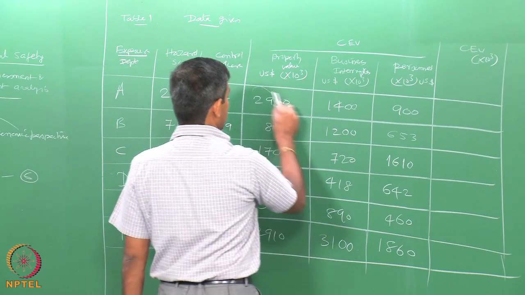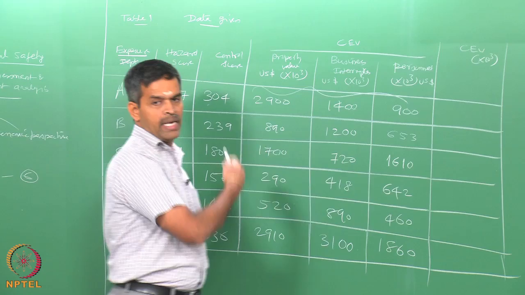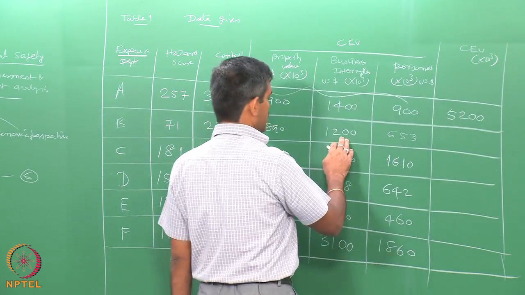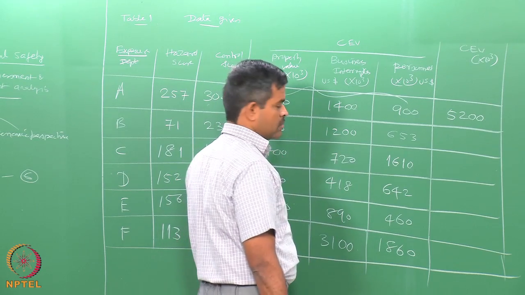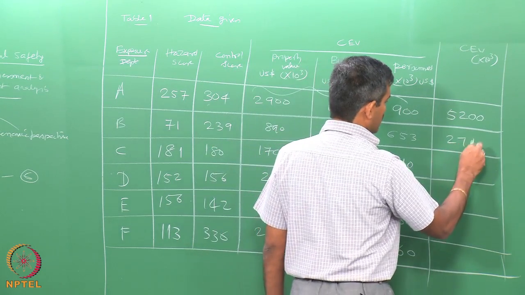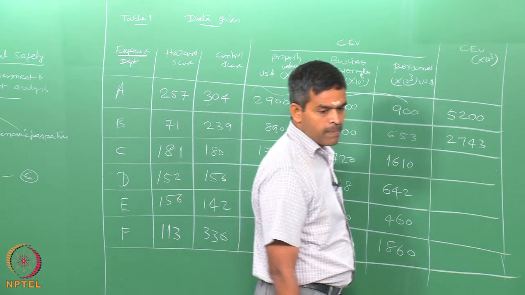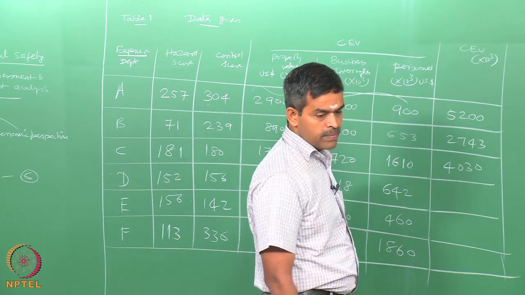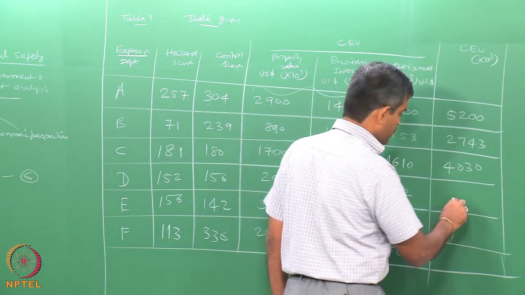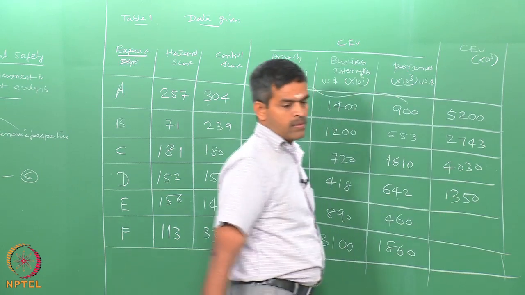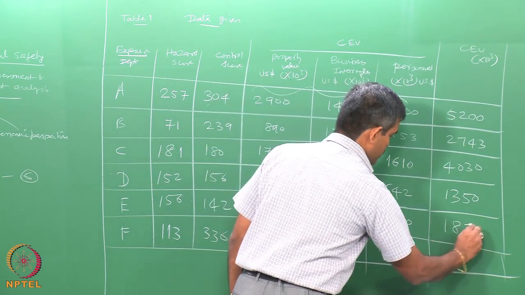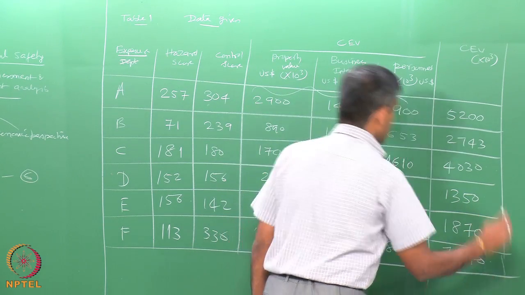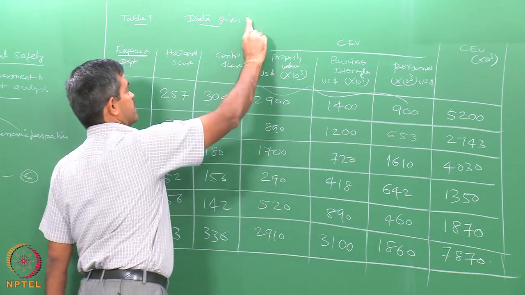So, I want to combine these three to make this sum. If you add them up, I get this as 5200, this as 2743, this as 4030, this as 1350, this as 1870 and this as 7870. That is the data given to me for doing the risk analysis.